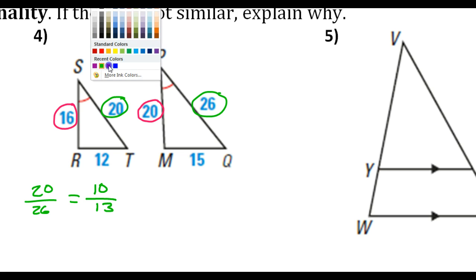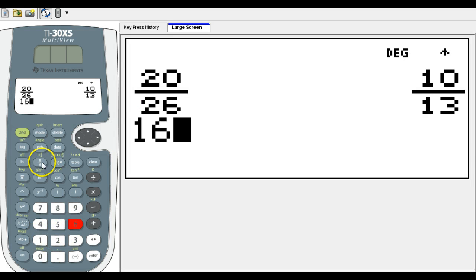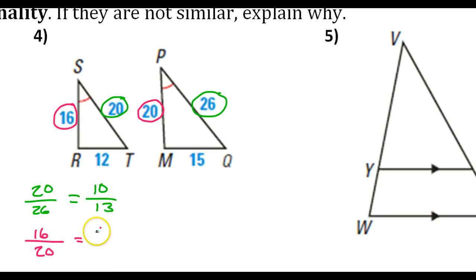Alright, let's see if the other ratio is the same thing. I did 20 over 26, so that's left over right. So this time I'll have to do 16 over 20. Okay, that's 4/5. Alright, since these are not equal, that means the sides are not proportional. So that means these triangles are not similar. So we will say no, corresponding sides are not proportional.